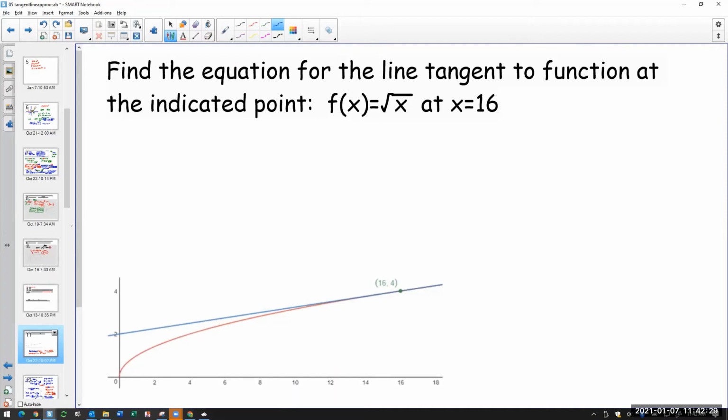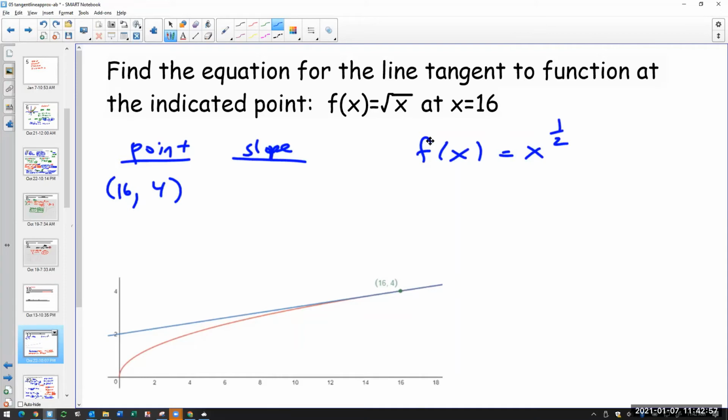All right, here we go. I need a tangent line. So what 2 things do I need? A point and a slope. What is my point here? What's my x value? If my x value is 16, what's my y value? 4. Okay, you guys might want to write this down if you're not writing. Okay, then you want the slope. This is the slope of a tangent line. Okay, so how do I get the slope of a tangent line? The derivative. Okay, when I say derivative, you say slope of a tangent line.